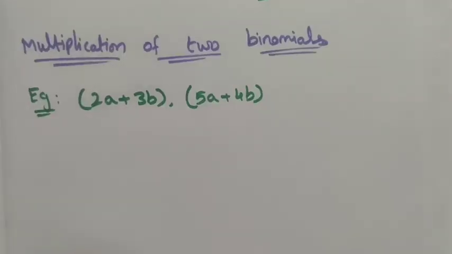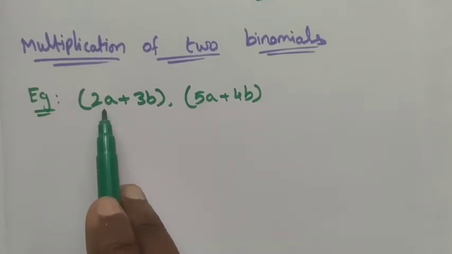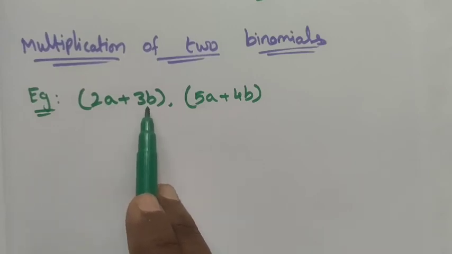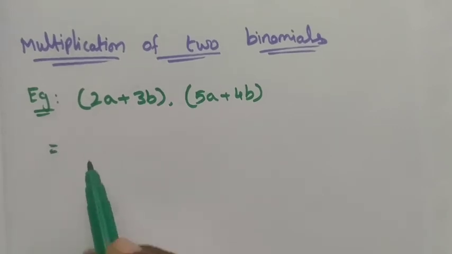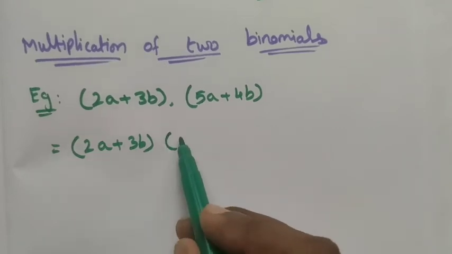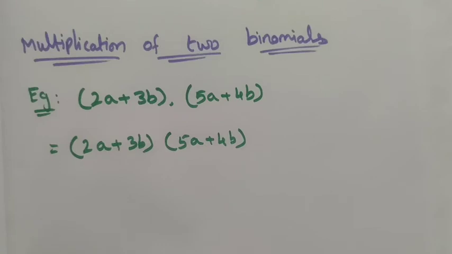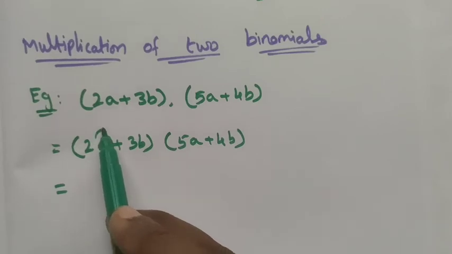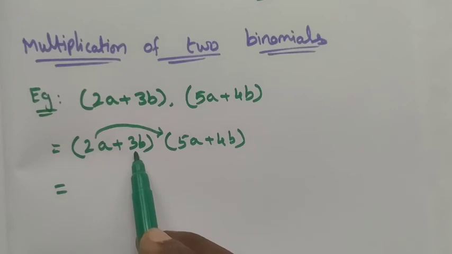Next we see the multiplication of two binomials, that is a binomial into another binomial. Binomial means there are two terms. We take as an example 2a plus 3b and 5a plus 4b. Now we want to multiply these two binomial terms, 2a plus 3b into 5a plus 4b. We have two ideas to multiply the terms. We take the first term with the second bracket and then the second term with the second bracket.